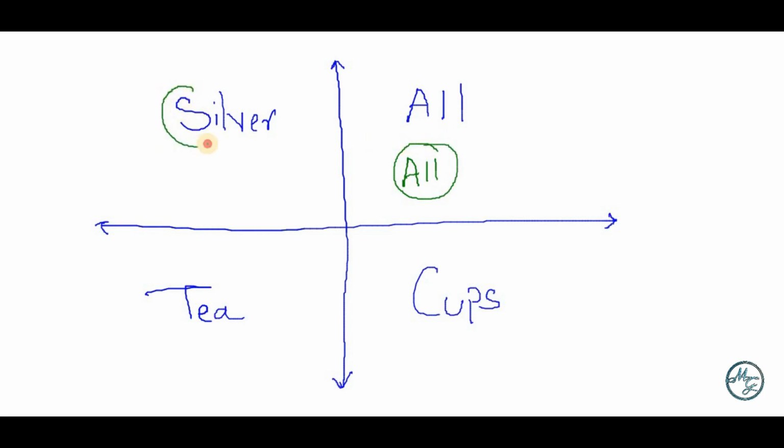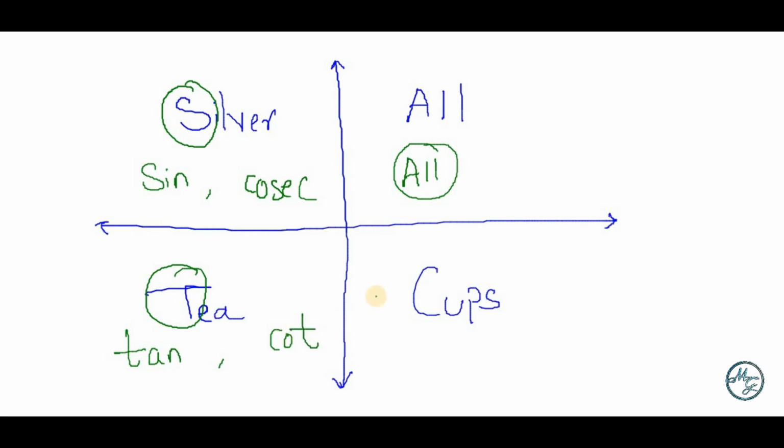From silver I'll take the letter S. S for sine. Sine is positive in second quadrant. If sine is positive, then obviously cosec is also positive. From T I'll take the letter T. T is for tangent, that is tan. If tan is positive, cot is also positive. For the fourth quadrant I'll take the letter C. So C is for cos. If cos is positive, then sec will also be positive.